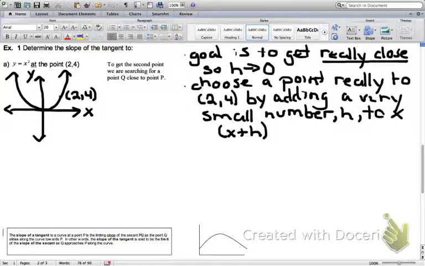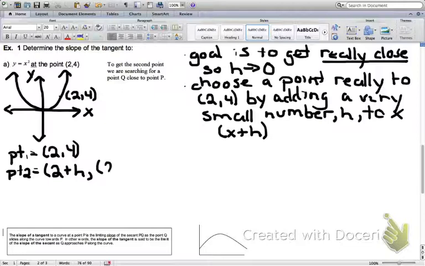So our first point that we'll be working with, point 1, will be equal to 2, 4. And our second point will be equal to 2 plus h, because we're adding our h to our x value, which is 2, and by looking at our equation y equals x squared, we know our y value therefore will be 2 plus h squared.